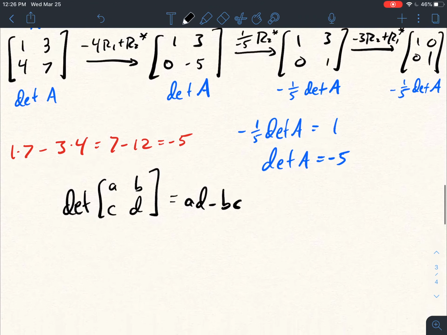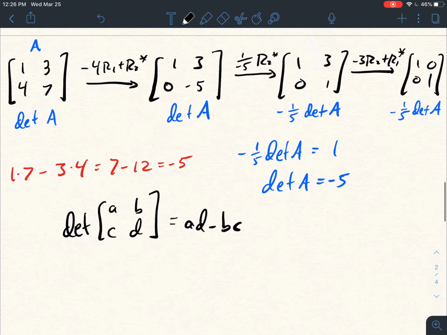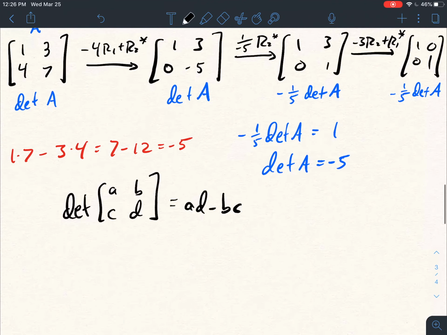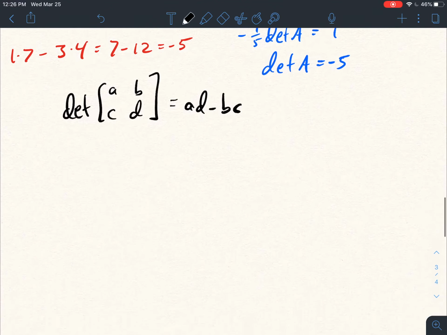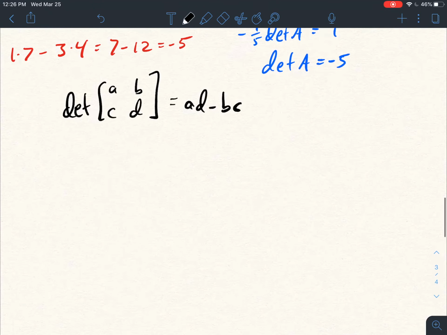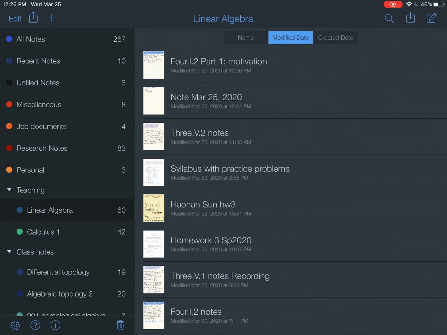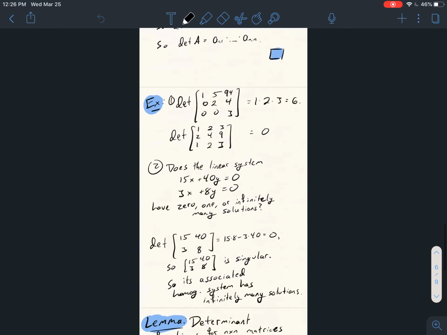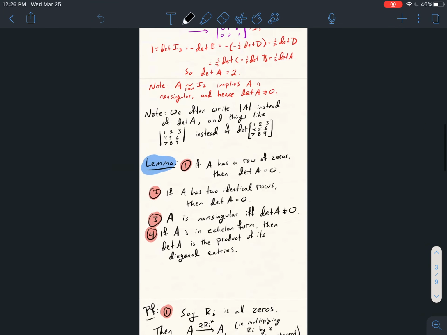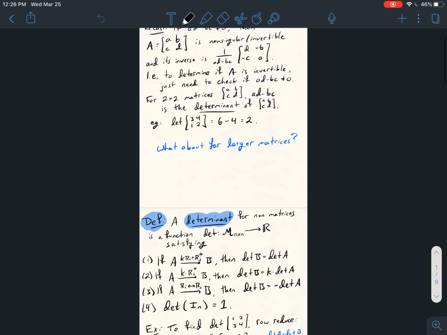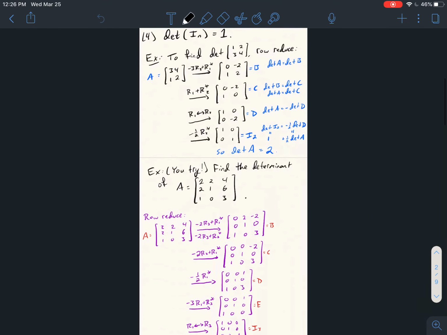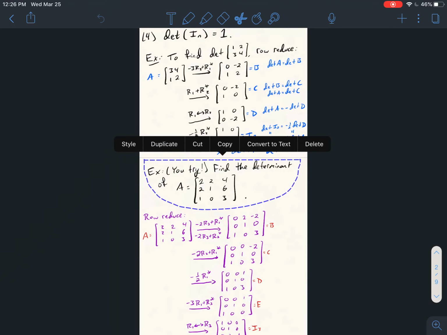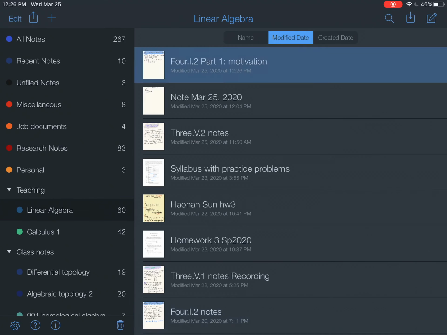Okay, let's maybe do a different example. Let's see, maybe I want to go to the previous notes and just pick out the example that I wanted to do. I probably should have copied that over beforehand, to be honest, but yeah, here we go. Let's copy that over.